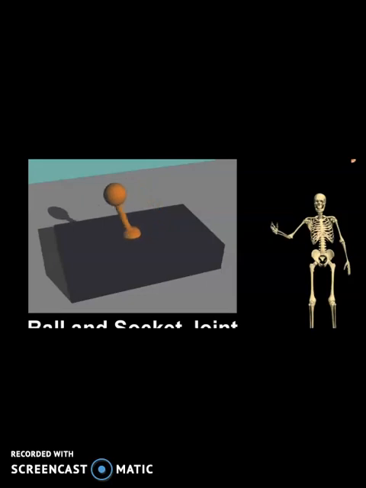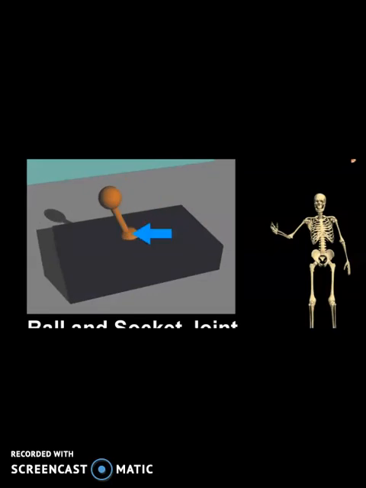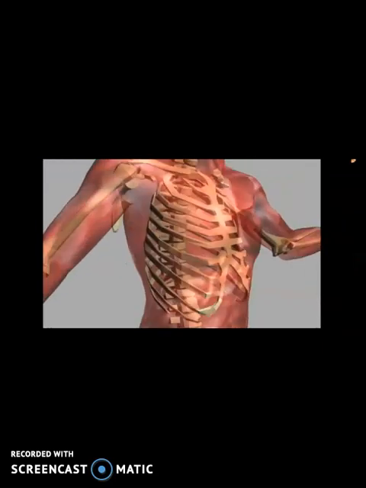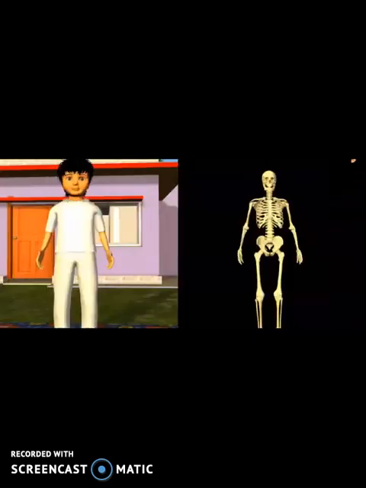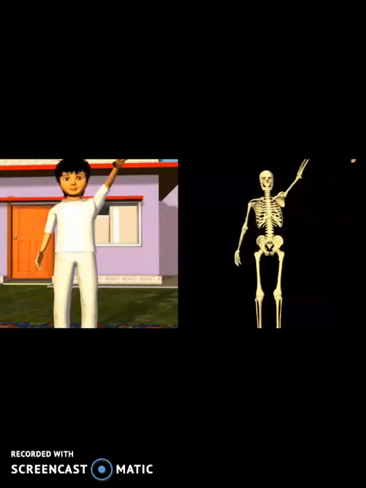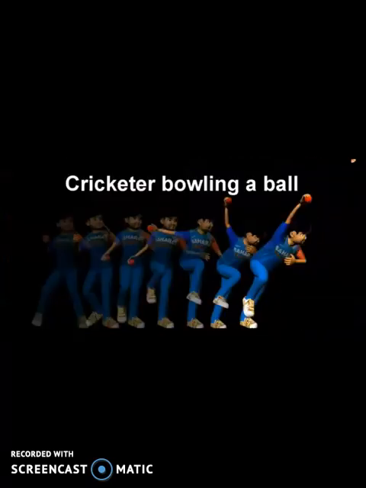The next is the movable joint, the joints which can move in all directions. The first one is ball and socket. Here you can see how the ball and socket works. The ball is attached to a socket and can move in all directions. How does the ball and socket joint work? You can see it in the shoulder. A cricketer bowling a ball does so with the help of the ball and socket joint present in the shoulder and the hip joint.